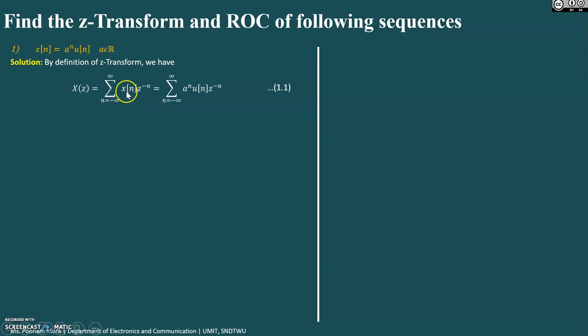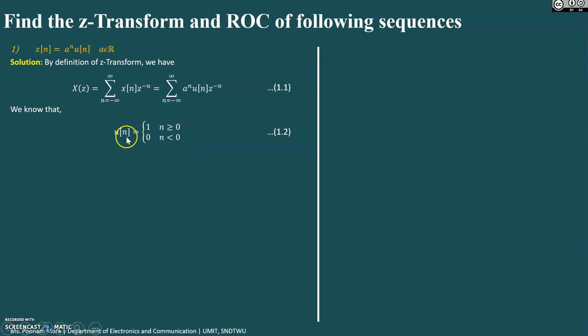Now upon substituting the value of x of n, which is a raised to n u of n, we get the expression for x of z as shown here: the summation of a raised to n into u of n into z raised to minus n, where n takes the value from minus infinity to infinity. Here u of n is the unit step sequence, which is 1 when n is greater than or equal to 0 and its value is 0 when n is less than 0.